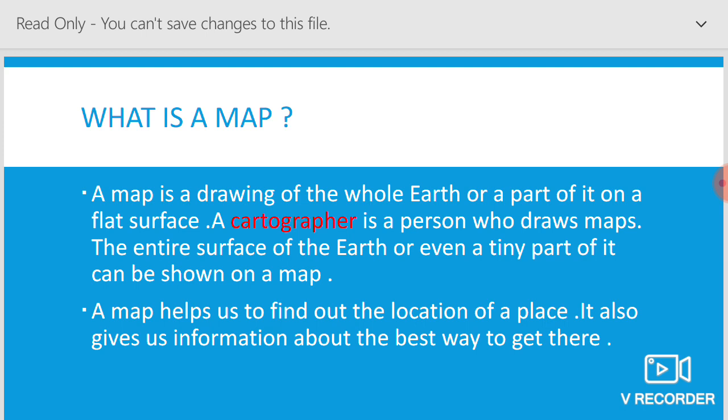What is a map? A map is a drawing of the whole earth or a part of it on a flat surface. And who is a cartographer? A cartographer is a person who draws maps. A map helps us to find out the location of a place. It also gives us information about the best way to get there.